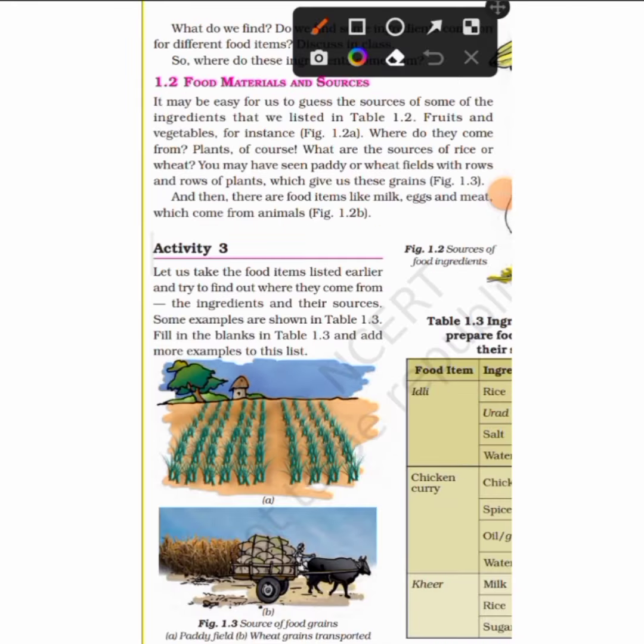So, next, activity 3. Let us take the food items listed earlier and try to find out where they come from, the ingredients and their sources. Some examples are shown in table 1.3. Fill in the blanks in table 1.3 and then add more examples to this list.